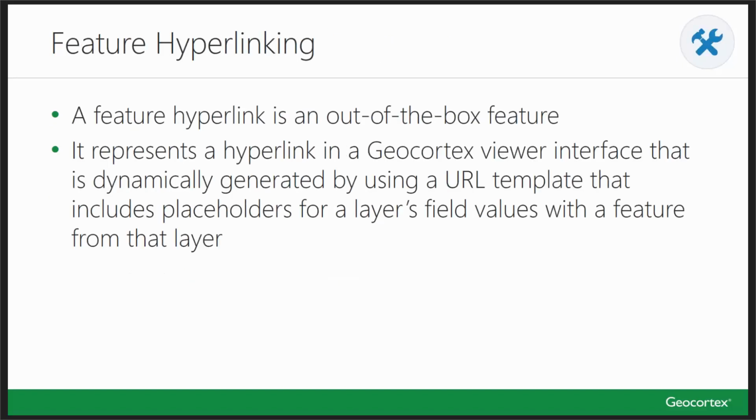Feature hyperlinking is an out-of-the-box feature. It represents a hyperlink in the Geocortex viewer interface that is dynamically generated by using a URL template that includes placeholders for layer field values associated with a feature from that layer. So it's sort of like token replacement to generate the URLs.